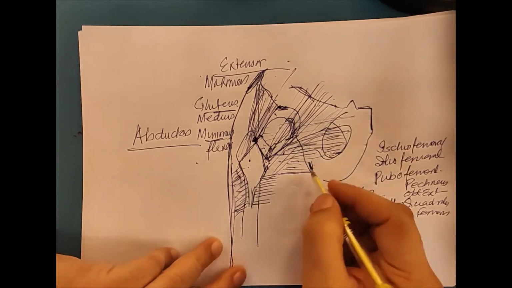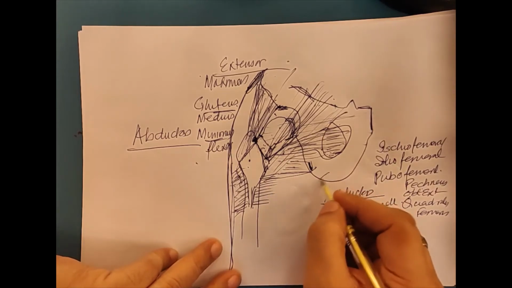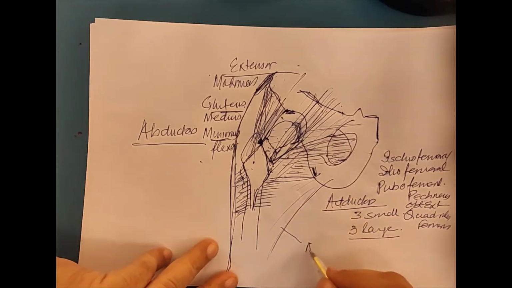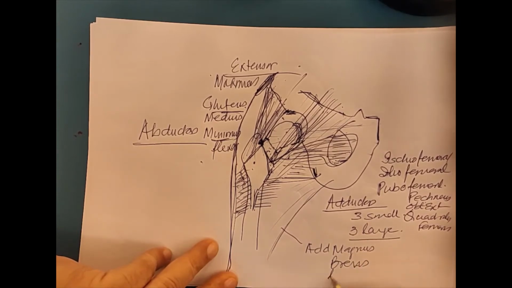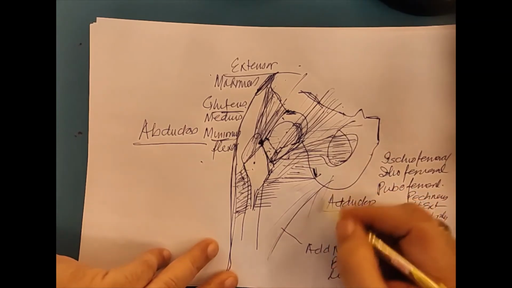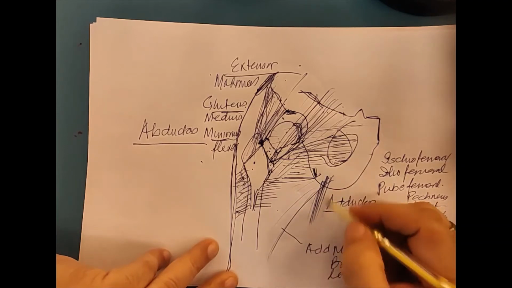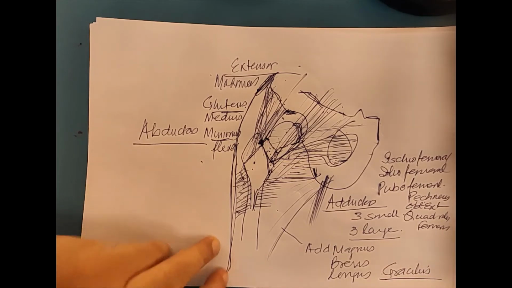Then the 3 large ones are adductor magnus, brevis in front of it, and longus, the frontmost. And finally there is an adductor which goes and gets attached to the tibia instead of the femur, and that adductor is gracilis. So there are 7 adductors.